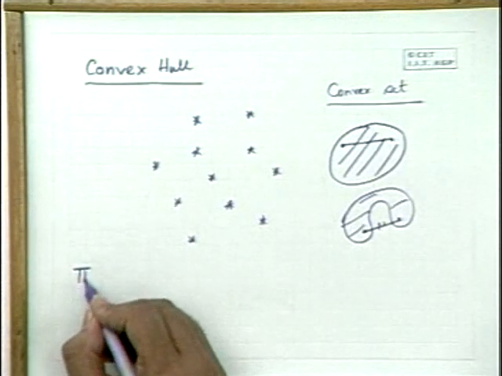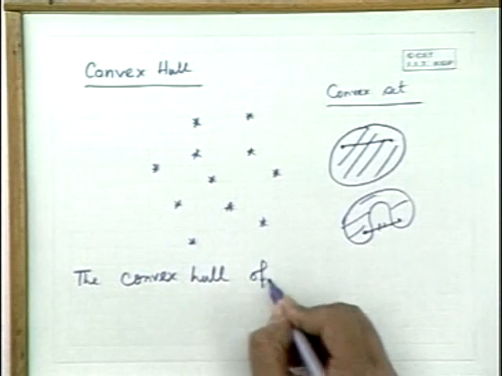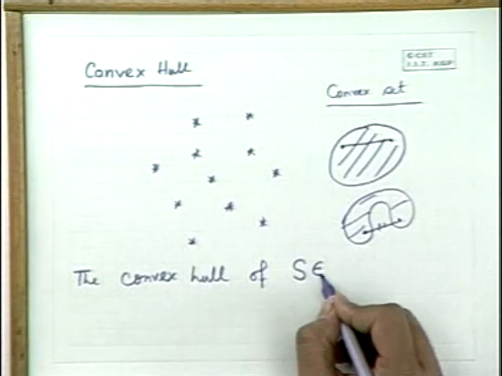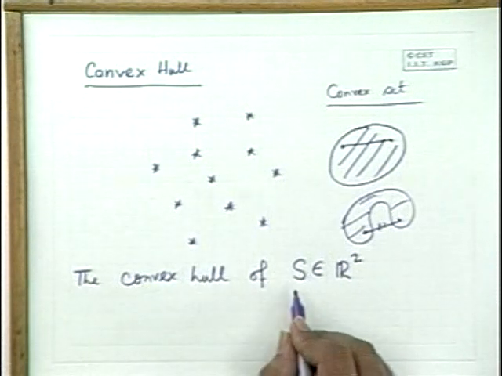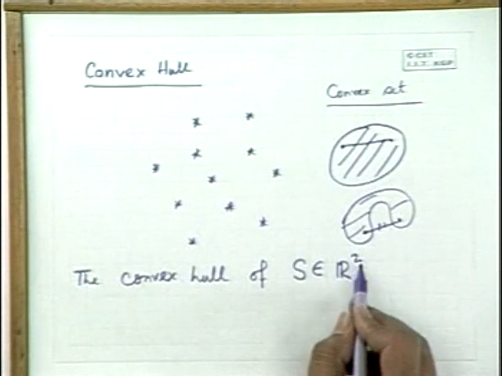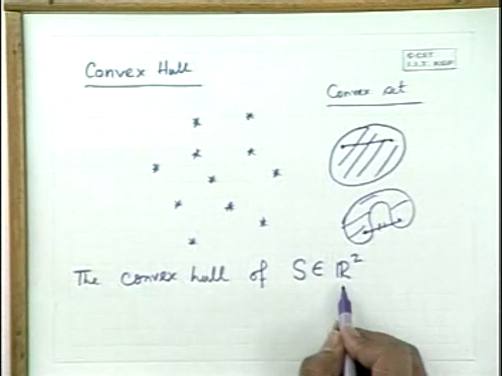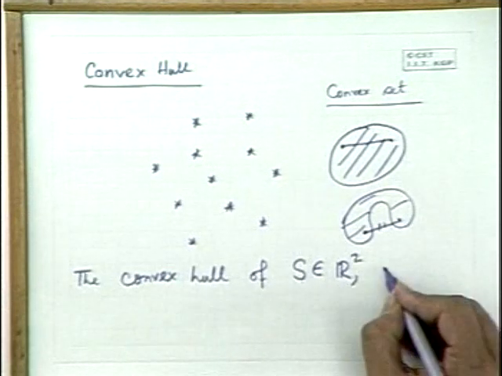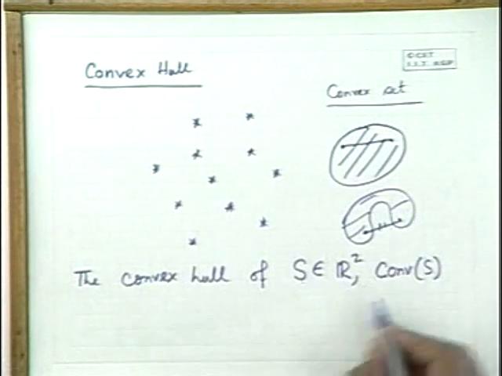So the convex hull of a set of points S given in R2. R2 generally signifies the real plane, the 2-dimensional plane; R signifies the real numbers. Then the convex hull of a set of points in R2 is denoted as conv S. This is the notation I will be using.